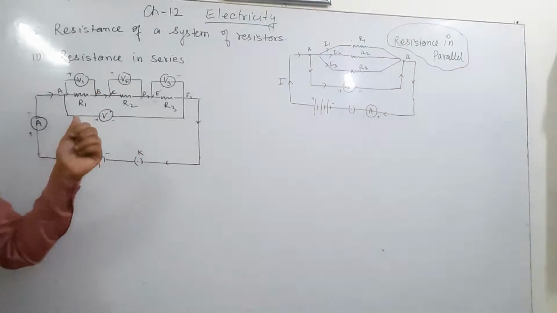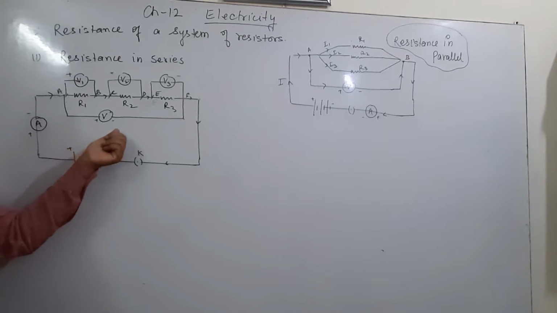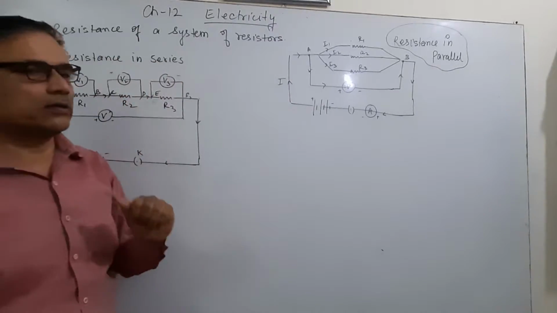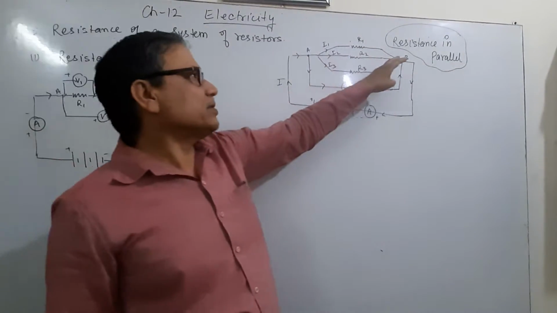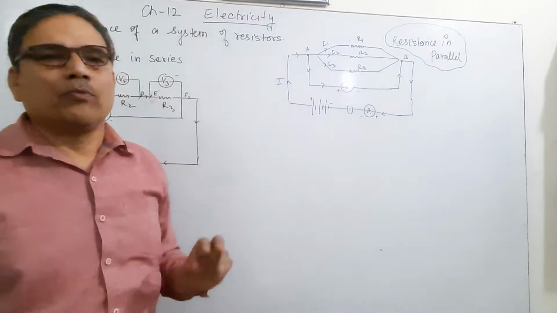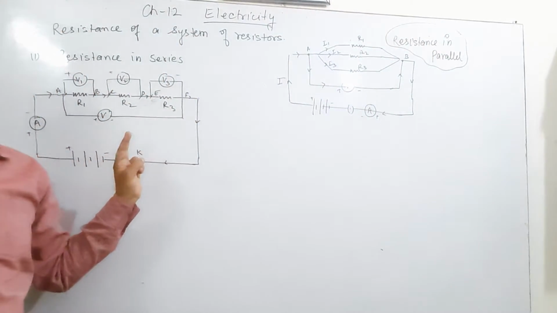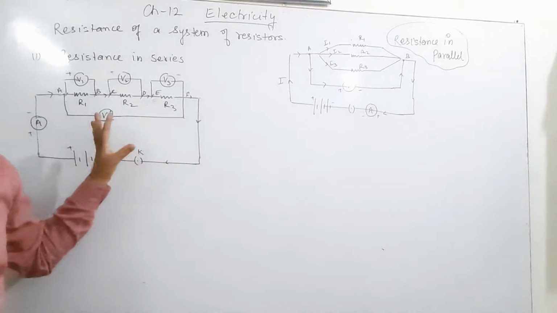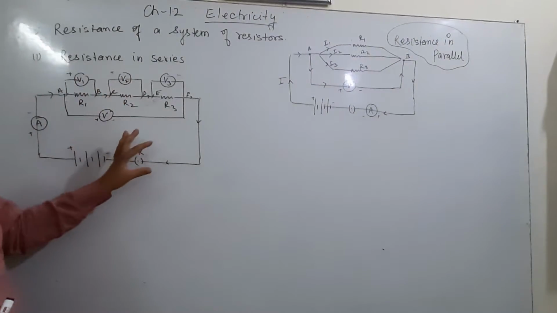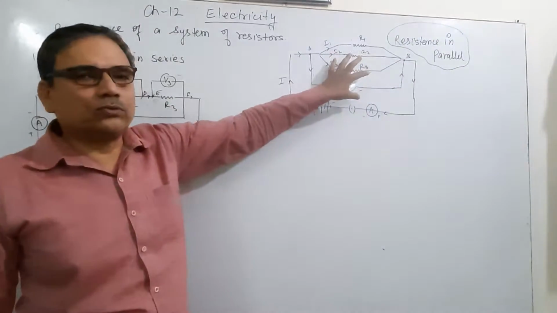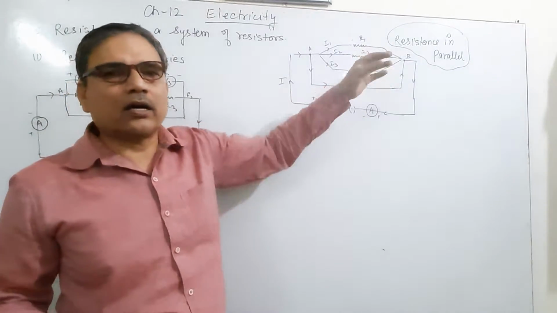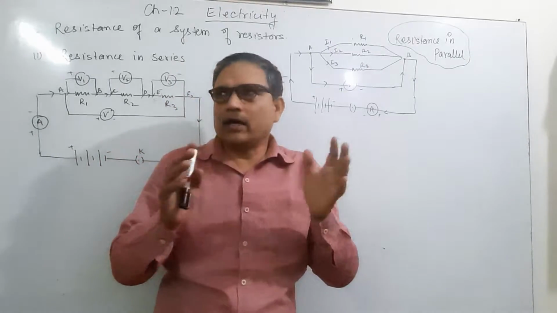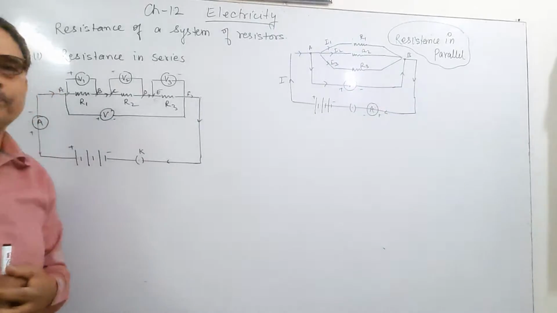One is when the resistors are connected in series, and the second one is resistance in parallel. When two or more than two resistors are connected in series, what will be the total resistance in a given circuit? And when two or more than two resistors are connected in parallel, what is the total resistance in a given circuit? Today we will calculate.